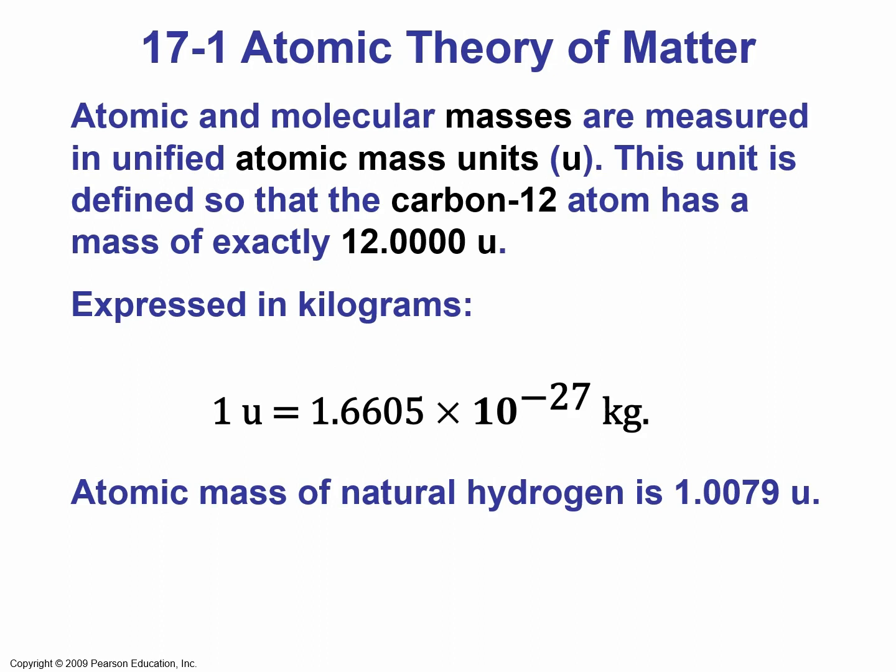Atomic and molecular masses are measured in unified atomic mass unit U. This unit is defined so that the carbon-12 atom has a mass of exactly 12.0000 U. If we want to express a U in kilograms, 1 U is equal to 1.6605 times 10 to the power minus 27 kilogram. And for reference, atomic mass of natural hydrogen is 1.0079 U.